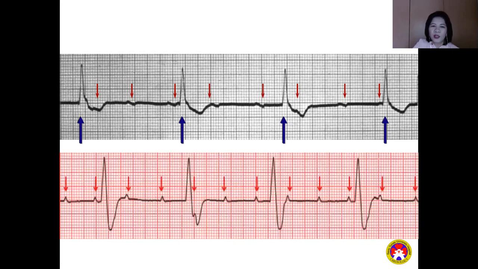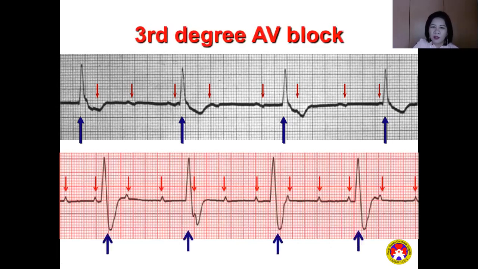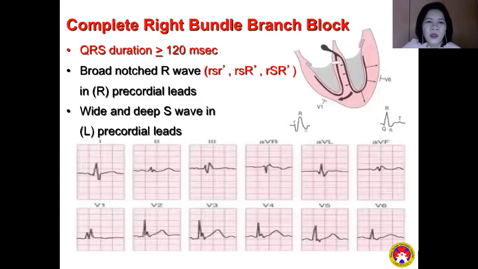In the lower tracing, you again see more P's than the QRS complex. But the difference is the QRS here is wide. So that means that the subsidiary pacemaker that is pacing the ventricles is coming from after the bifurcation of our bundles.